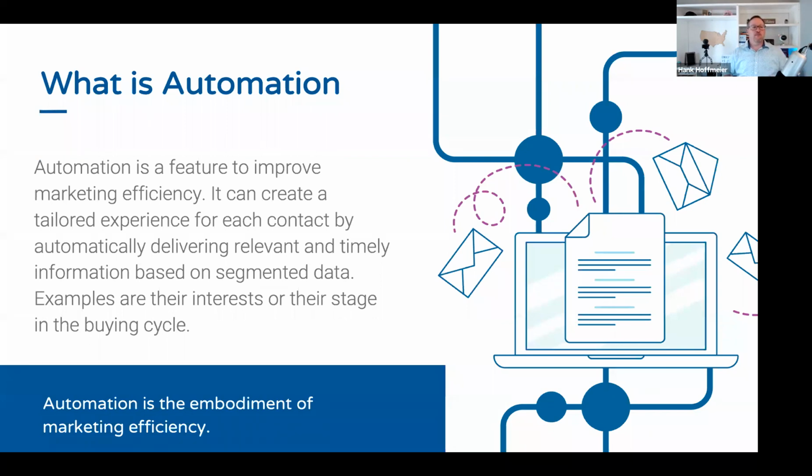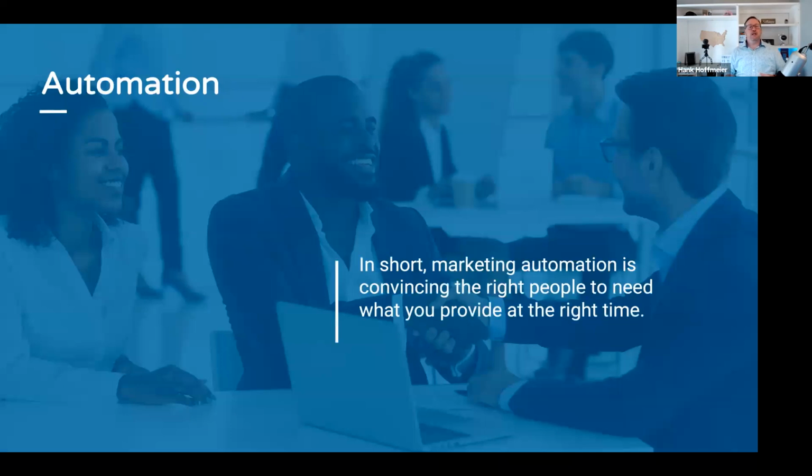And to me, automation is the embodiment of marketing efficiency. There's no way to become more efficient unless you had a robot, which I don't see in the near future. You have robots that clean your floor, but we don't have robots that actually sit behind a keyboard and do your marketing for you. For me, marketing is convincing the right people to need what you have at the right time. It's as simple as that. You need to make sure that you are sending the right message, but also at the right time, because if it's mismatched, it'll be noise in their inbox and they will not convert.